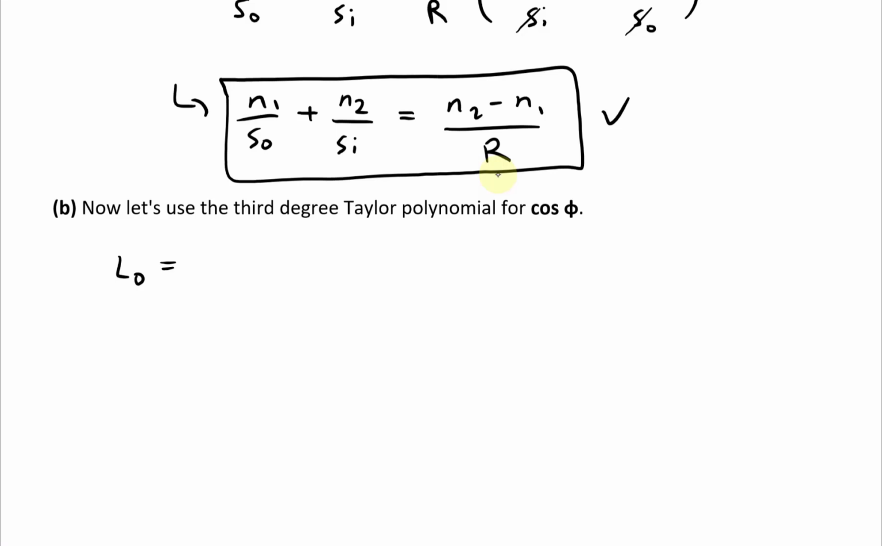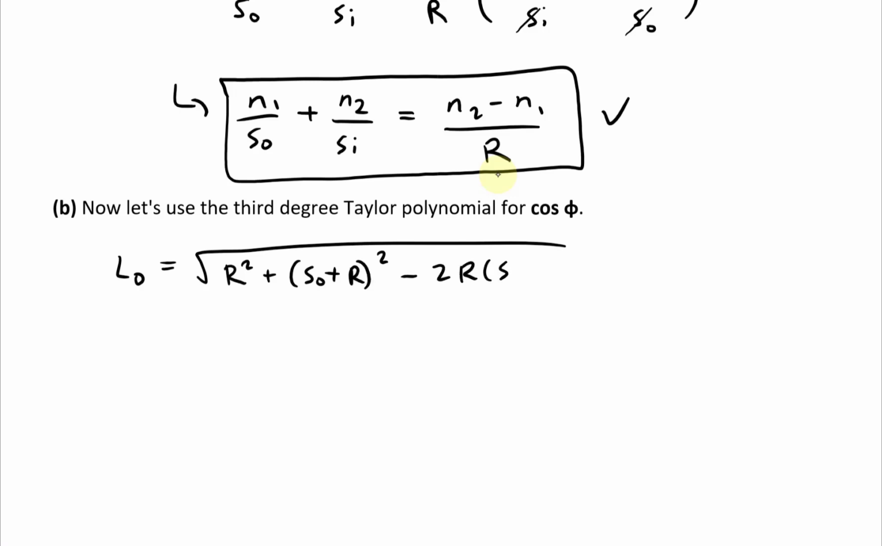So Lo equals 2r squared, then it's going to be r squared plus r plus, this is going to be So, like that, squared. Or actually, it was written the other way around. So squared plus r squared minus 2r So plus r, and then this is cosine phi, like that.